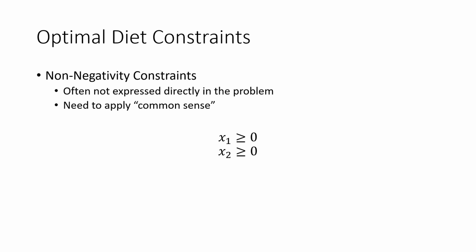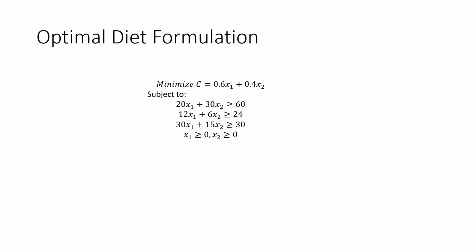And finally, the second type of constraint, non-negativity constraints. You can't buy a negative number of food, so both of the variables have to be greater than or equal to 0. And here is my formulation for the diet.